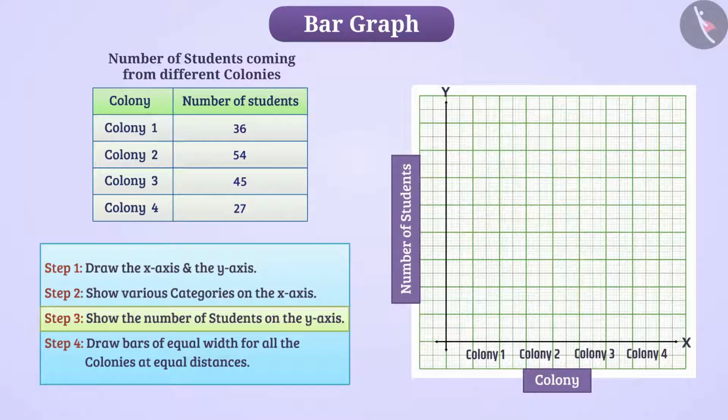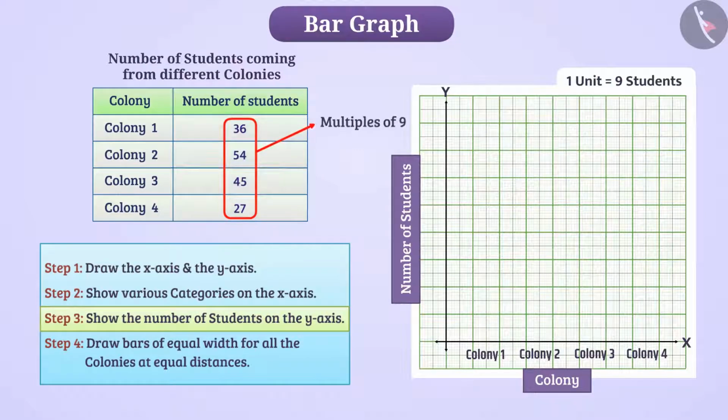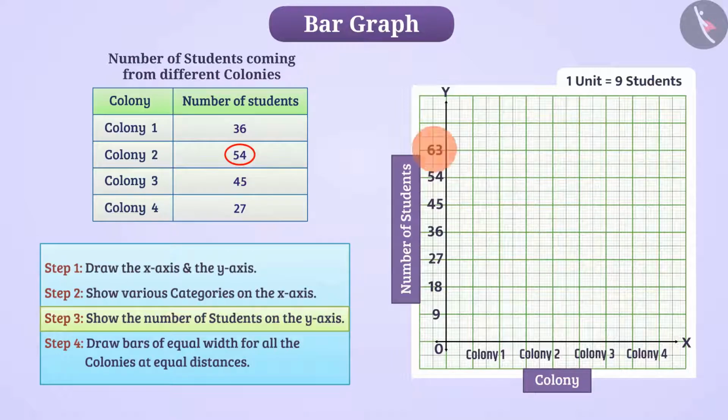We will take a convenient scale to represent numerical data correctly. Here, we can take this scale as 1 unit is equal to 9 students. Because all the numbers are multiples of 9, we will be able to represent these numbers. In this way, we will show the numbers 0, 9, 18, etc. on the y-axis. The maximum value here is 54. But for our convenience, we have taken numbers up to 63 on the y-axis.